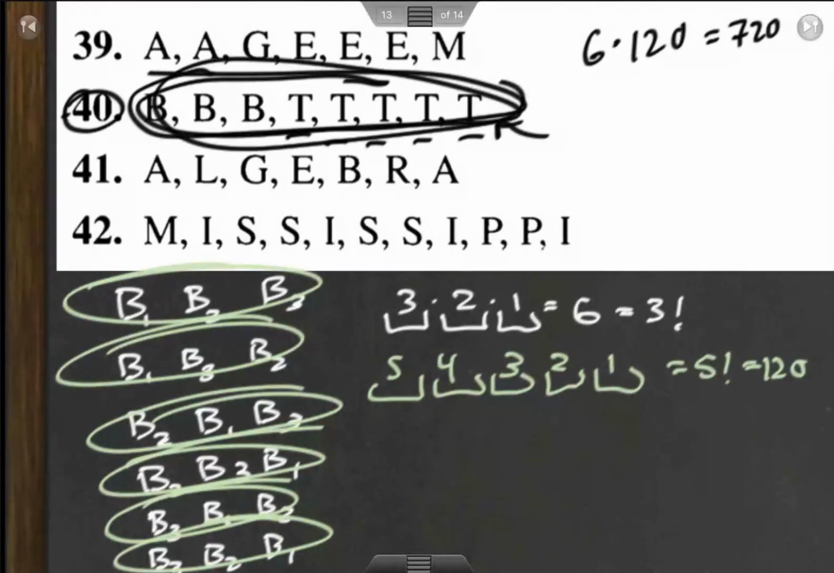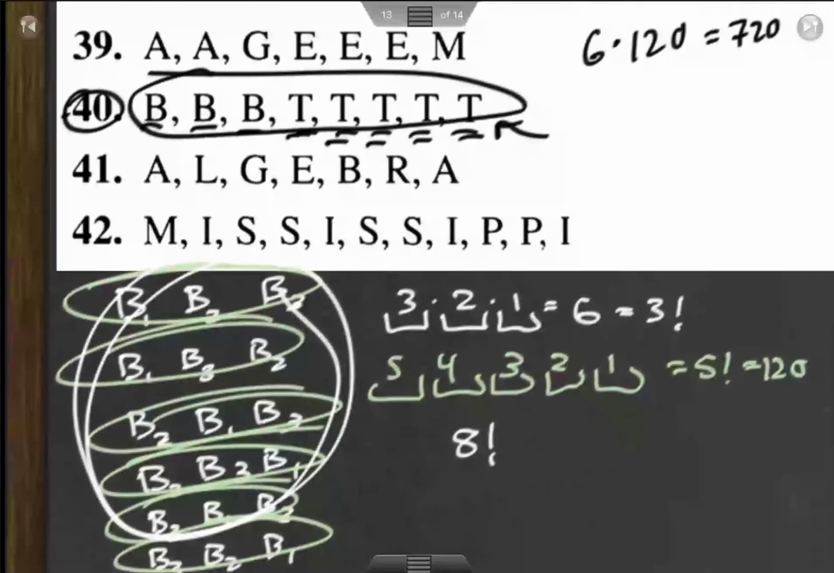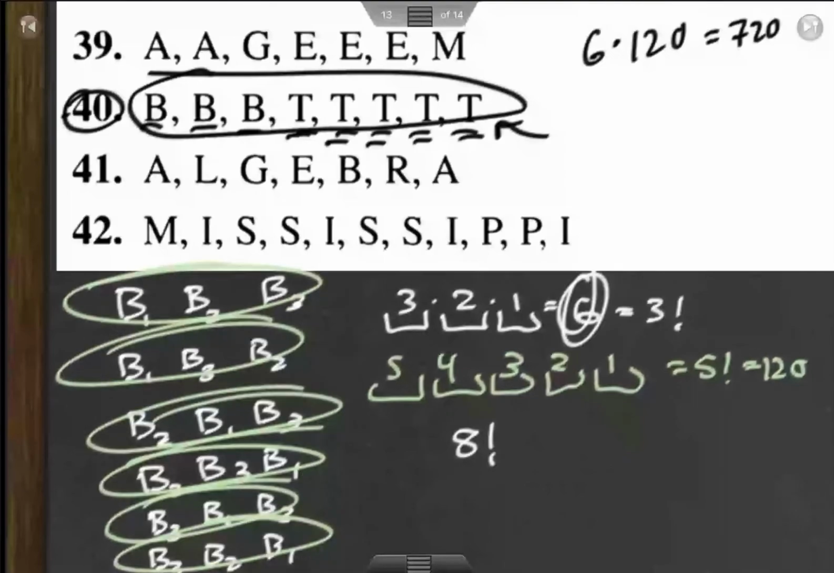So this is what we have to do. Let's consider how many total we got: 1, 2, 3, 4, 5, 6, 7, 8. There's 8 total letters, which means there's 8 factorial ways you can rearrange those letters. But because there's this many ways to rearrange the B's, and this many ways to rearrange the T's, we have to take those out. So we would say 3 factorial and then 5 factorial. I think you can see where we get the 3 and the 5. We get the 3 because there's 3 B's, and we get the 5 because there's 5 T's. Once you figure this out, then you win.